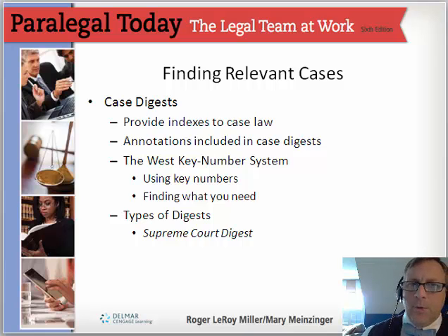Let's talk about the West key number system. This divides all areas of American law into specific categories or topics arranged alphabetically. Topics are divided into specific subtopics designated by a key number, which is accompanied by the West key symbol. West publishes digests of both federal court opinions and state court opinions, as well as regional digests and digests that correspond with its reporters covering specialized areas such as bankruptcy.